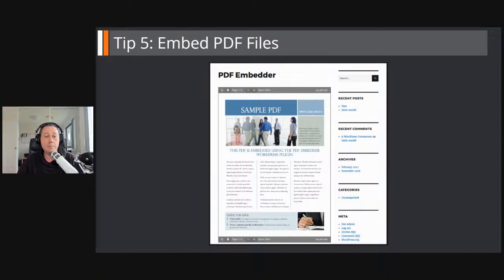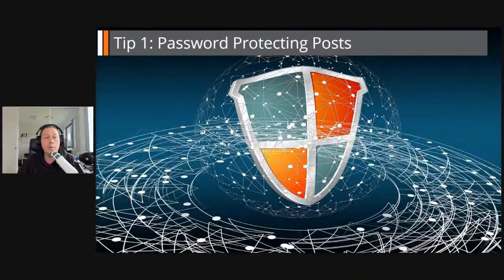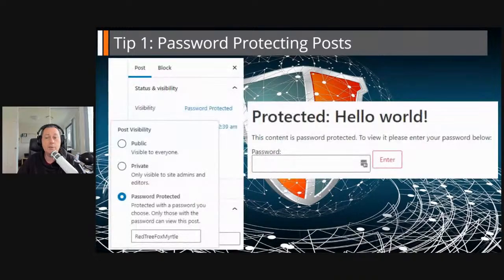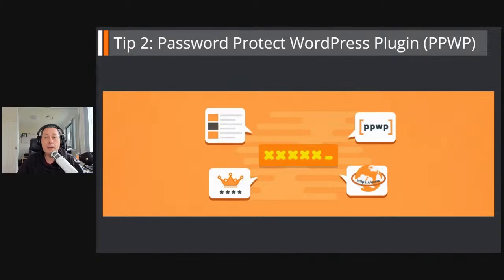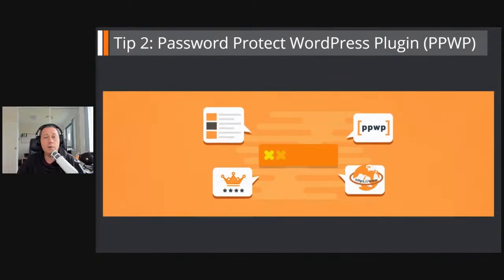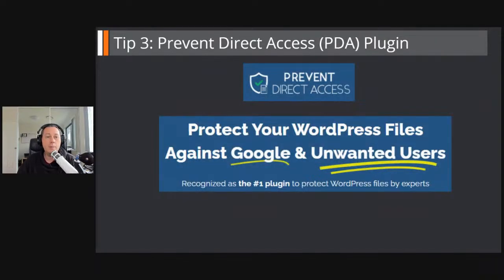So those are my 5 tips. Let's just run through them again. So tip number 1 is using the password protecting posts. So that's built into the WordPress core. And then tip number 2 is using the PPWP protection. So that adds an extra layer of additional passwords and other features for protecting your content within WordPress. And then we have probably the best one here, which is the Prevent Direct Access or PDA plugin.